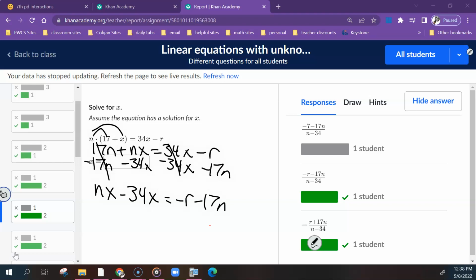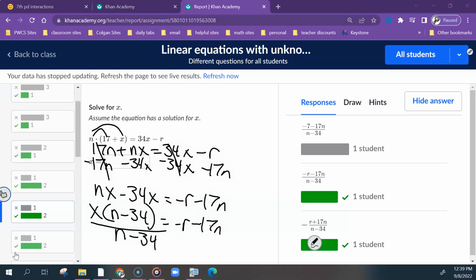And then we do the same thing. Try to pull out that x, because both of these have it. So you'd have n minus 34 left. And then we could divide both sides by what's inside, n minus 34. Those would cancel. And then negative r minus 17n all over n minus 34 would be an answer, or if you put the negative out in front, that could also be an answer.